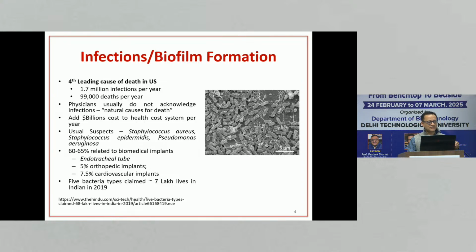So you can imagine just those 5 bacteria, and I think they are Staph aureus, Staph epidermidis, Pseudomonas, Acinetobacter baumannii, and I forgot there is one more bacteria. These main 5 bacteria cost that many deaths in 2019 in India.